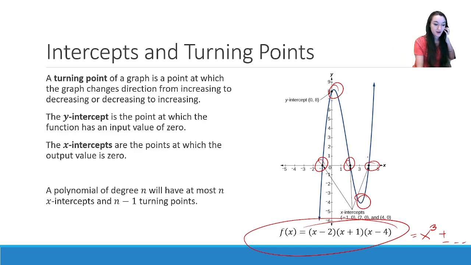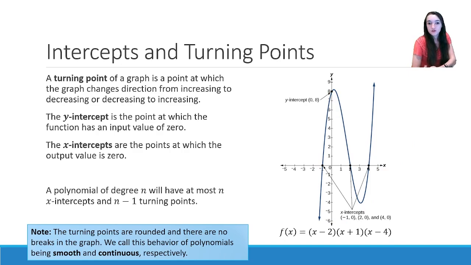But it is entirely possible that this graph could have looked like this, or something like that. It could still be degree 3 and look like that. That's fine. The function x cubed looks a little bit nicer than this, but it kind of does that, where it's got the 1 x-intercept and no turning points, and that's fine.